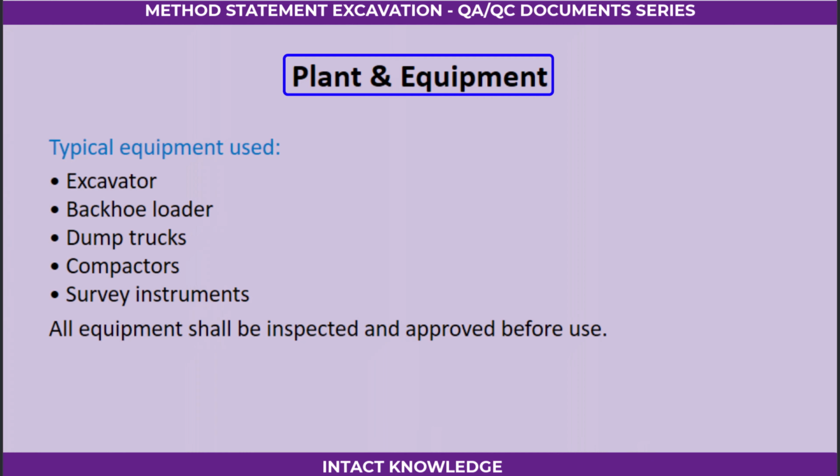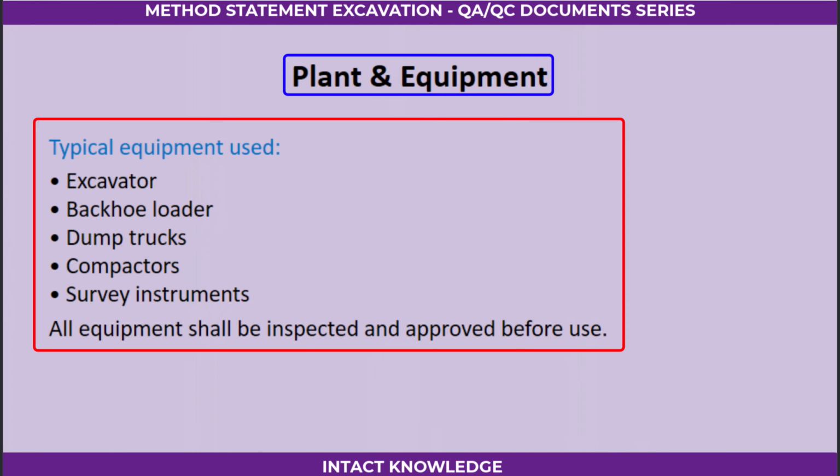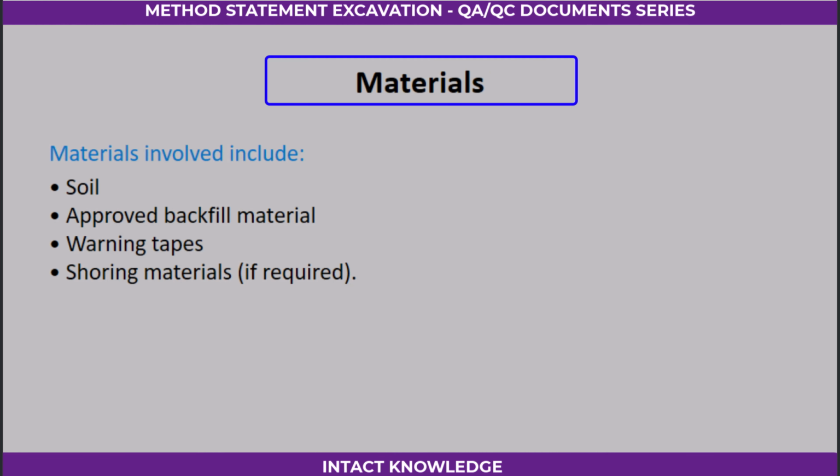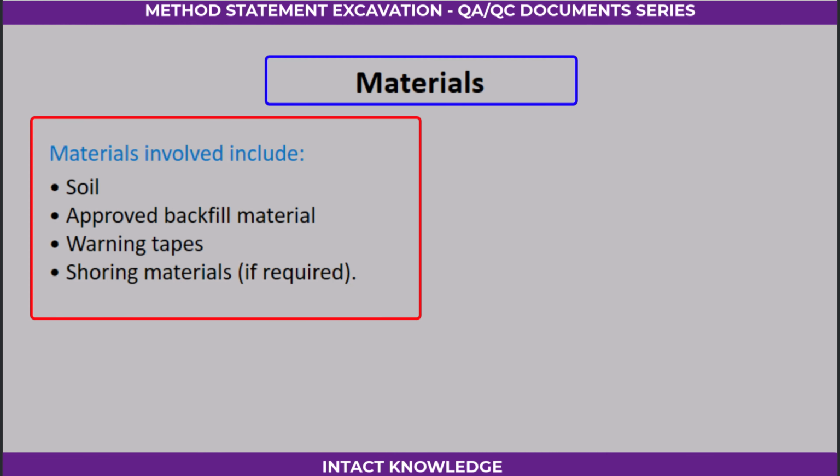Plant and equipment. Typical equipment used: excavator, backhoe loader, dump trucks, compactors, survey instruments. All equipment shall be inspected and approved before use. Materials. Materials involved include soil, approved backfill material, warning tapes, shoring materials if required.